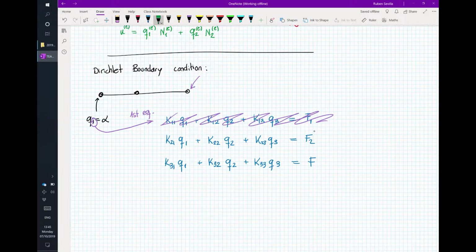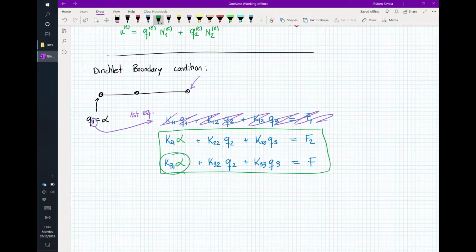And now you say, okay, I got 2 equations now. Do I have 2 unknowns? And I say yes, because Q1 is known. It's a number. So you multiply these two guys, and because this is known, this is a number, you move it to the right-hand side.